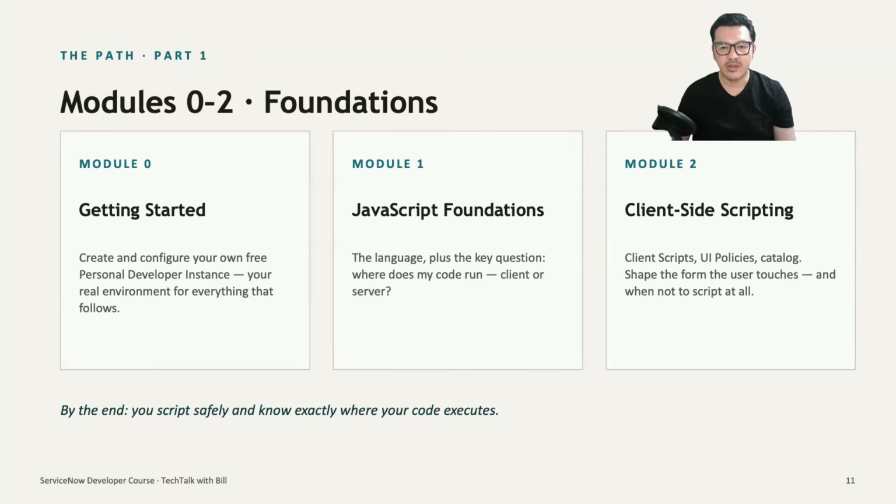You will learn where your code runs. Is it the client or the server? You get that wrong and nothing else makes sense. Now the second module is all about client scripts, UI policies, and the catalog. How to shape the form the user actually touches, and when not to use a script at all.